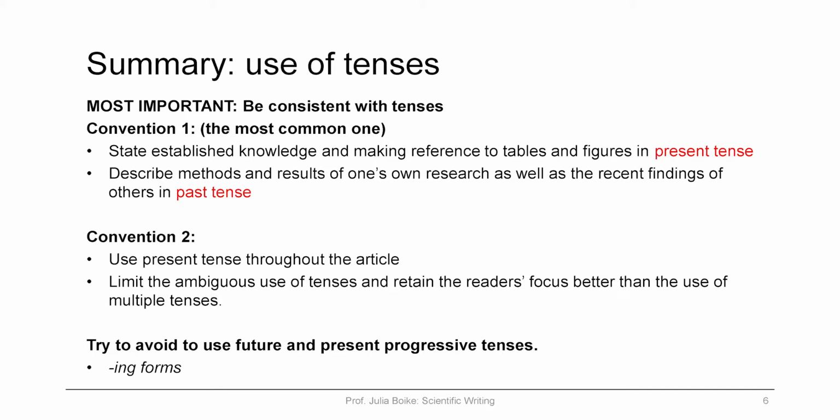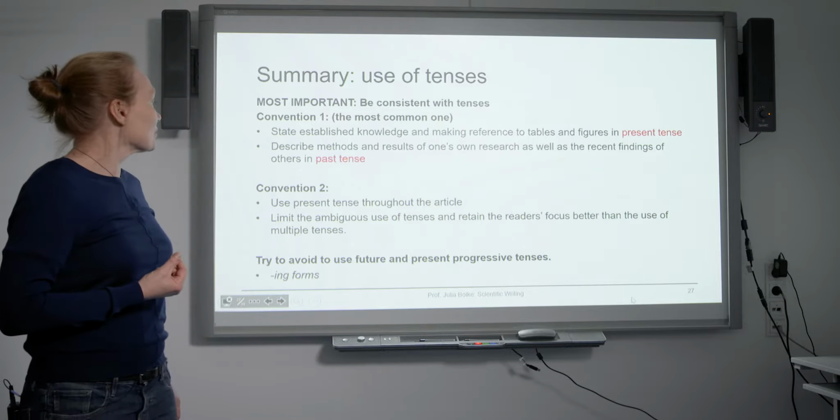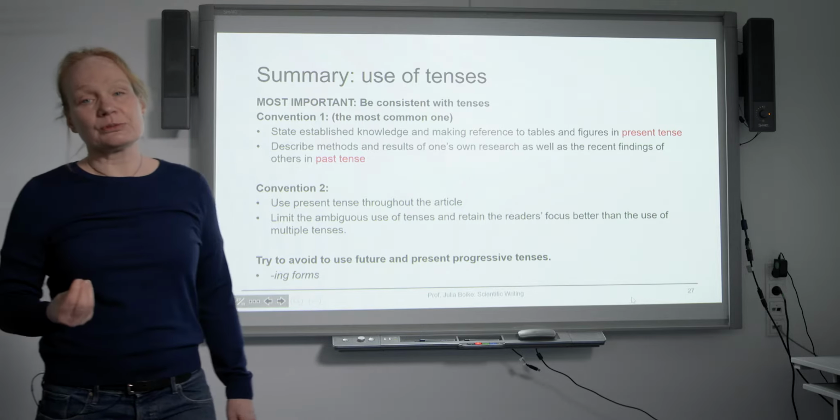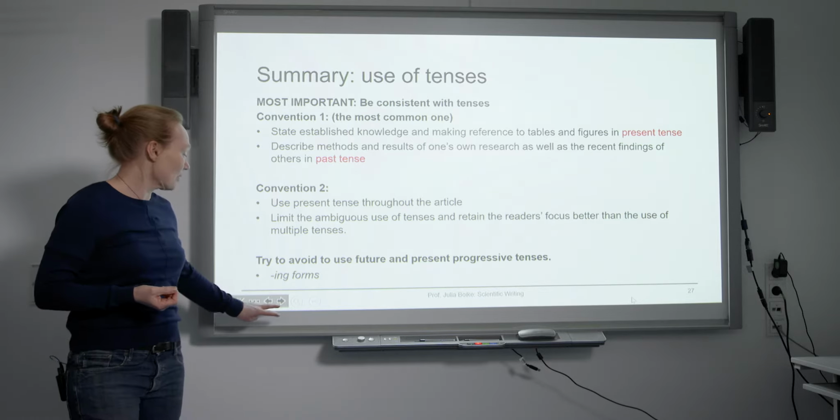Describe methods and results of one's own research, as well as recent findings, in past tense. And convention 2, I've written it down here. This is using present tense throughout the article, but I do not recommend this one. It's not common. In general, you should avoid future and present progressive tenses. These are the -ing forms, try to avoid them. So use convention 1, and again, most important, just be consistent with the tenses. Don't scatter them all over.